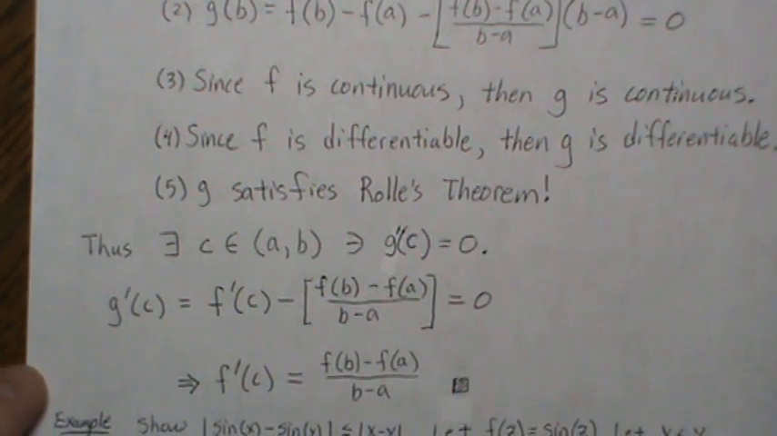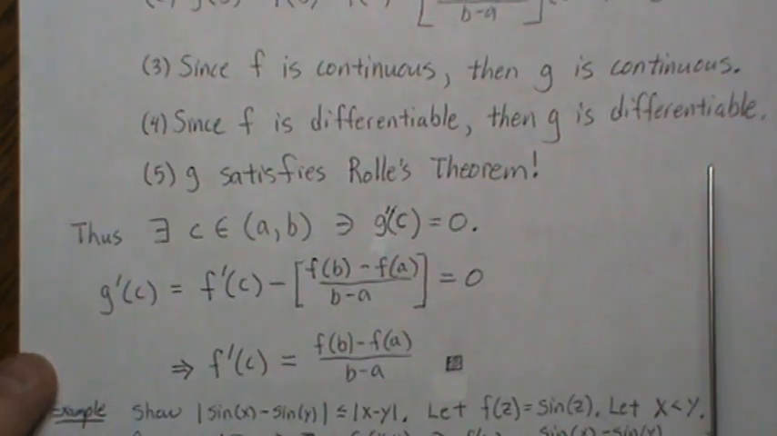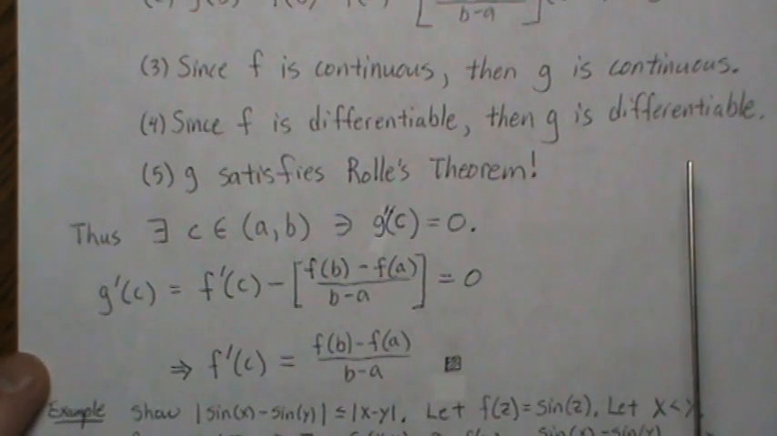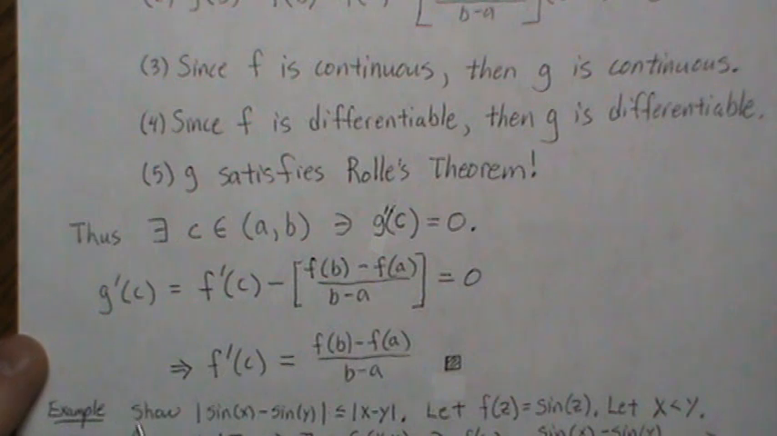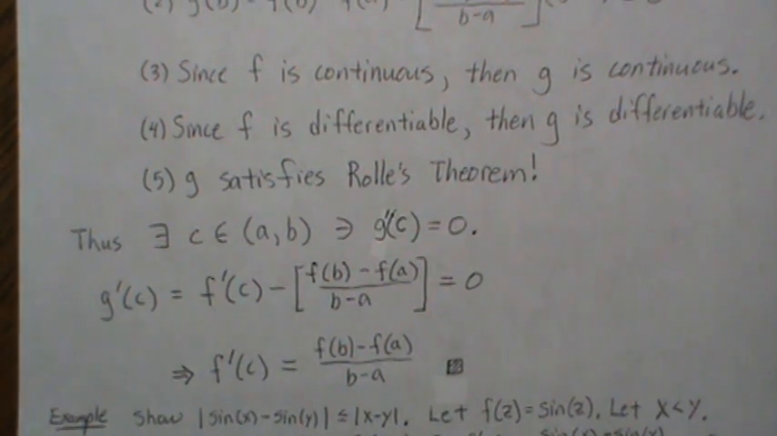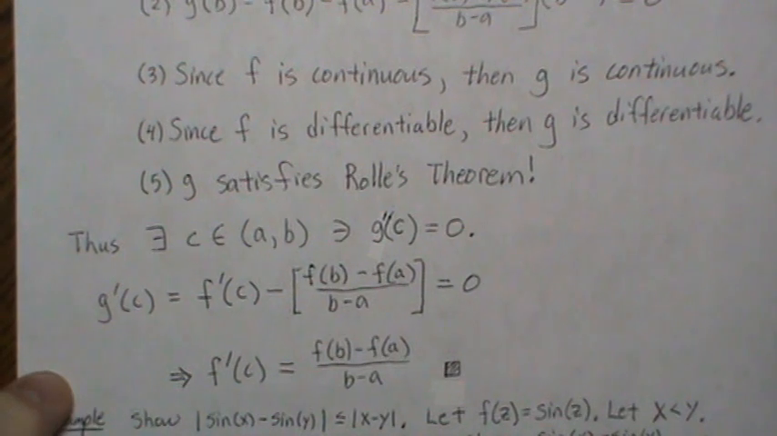Now let's look at a quick example. And I'm running out of paper, so I wrote it a little smaller. I apologize. We want to show that the absolute value of sine of x minus sine of y is always less than or equal to the absolute value of x minus y. And you might think, well, how's that? How are we going to do that in the context of the mean value theorem or Rolle's theorem?